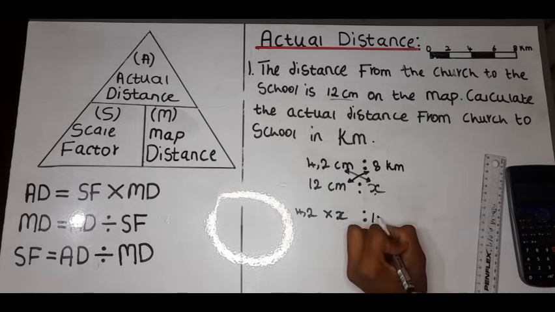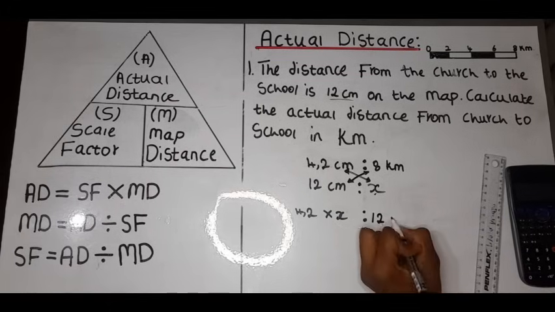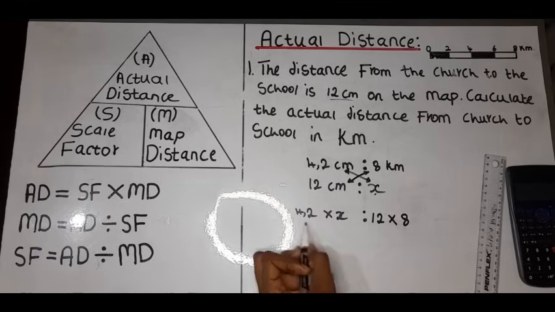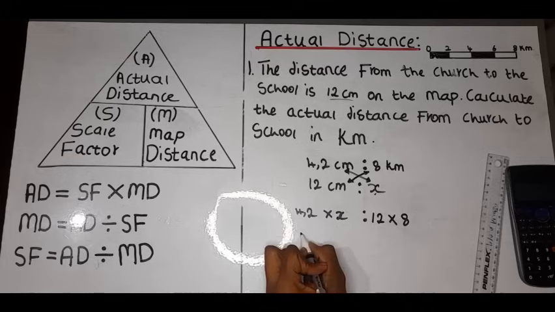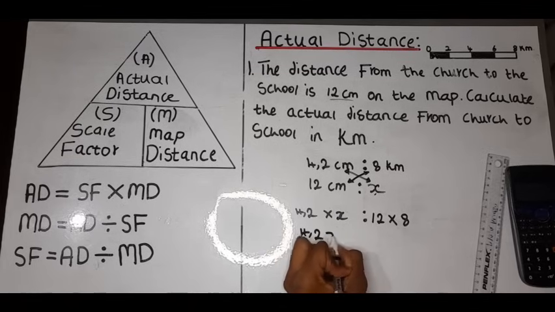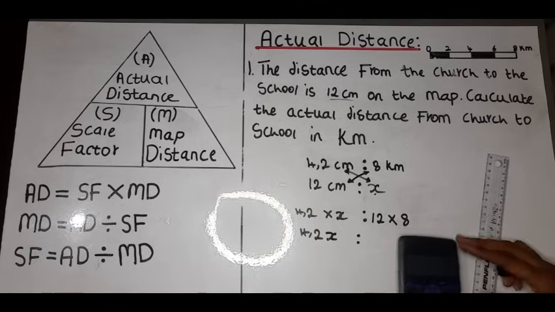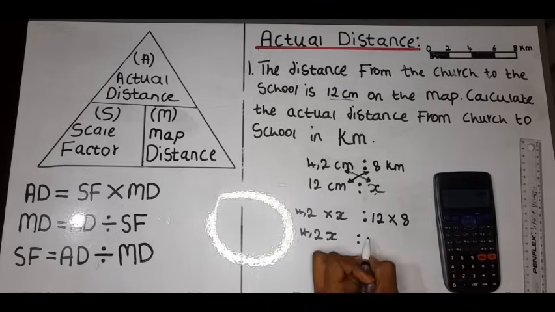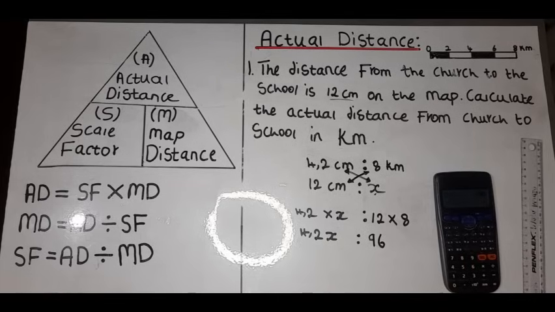Now we say 12 centimeters multiply by 8 kilometers, right? So 4.2 multiplied by x equals 4.2x is to 12 multiplied by 8. That will need a calculator. 12 by 8 gives us 96, right? So we are now solving for x.